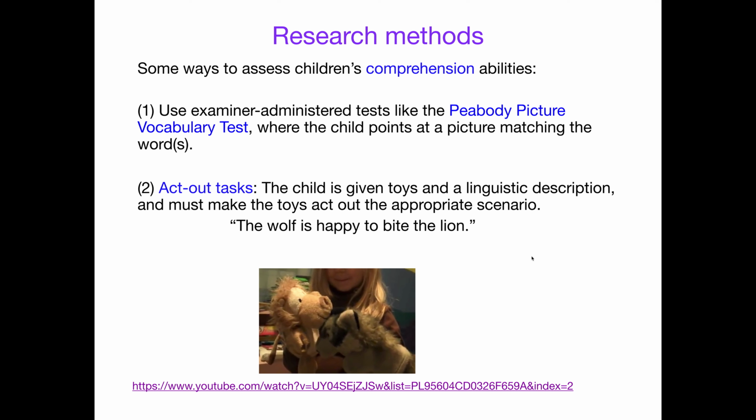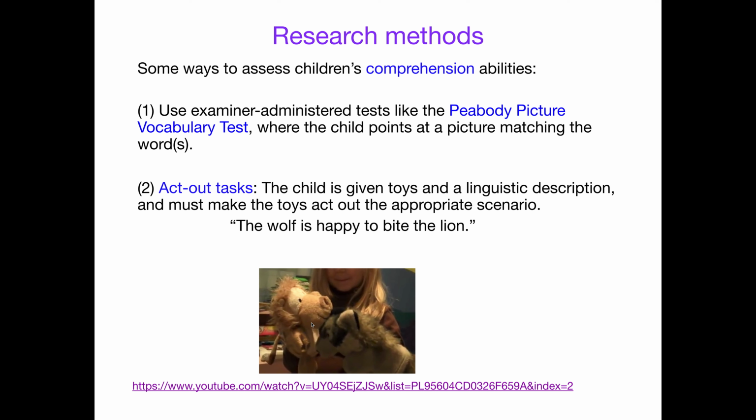The child is given toys and a linguistic description like this one here. And if they understand what it means, if they comprehend that utterance correctly, they make the toys act out the appropriate scenario, right? So in this particular case, here's the utterance. The wolf is happy to bite the lion. So if you imagine you're given a lion and a wolf and you're told to act this out, what do you do? Well, if you're an adult, you probably think, okay, the wolf is going to be the one biting the lion. And you'll do some sort of play that shows that.